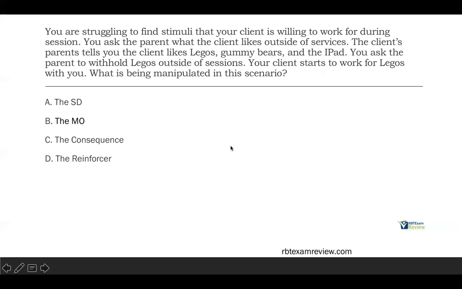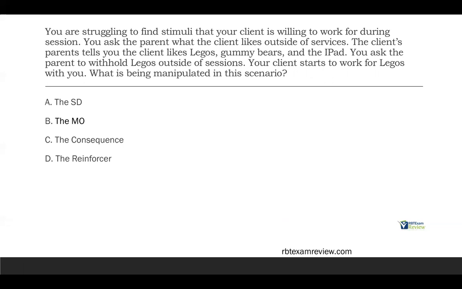Okay, so what can we eliminate? Are any consequences being manipulated here? No, we don't know when you're delivering it, why you're delivering it. Okay, what is the effect? So no consequence, antecedents are going on, right? Remember, what are we trying to identify? We're trying to identify what the client likes. We need the client to start working for something. So this is happening before the work, right?